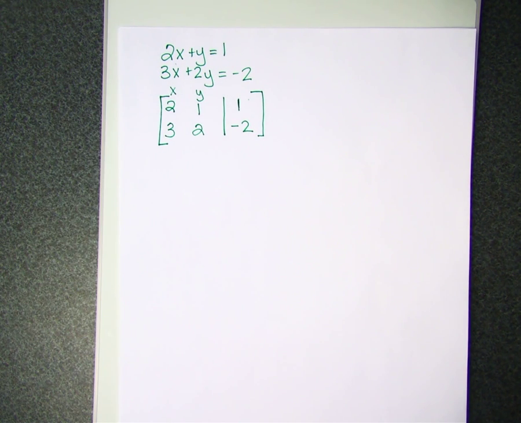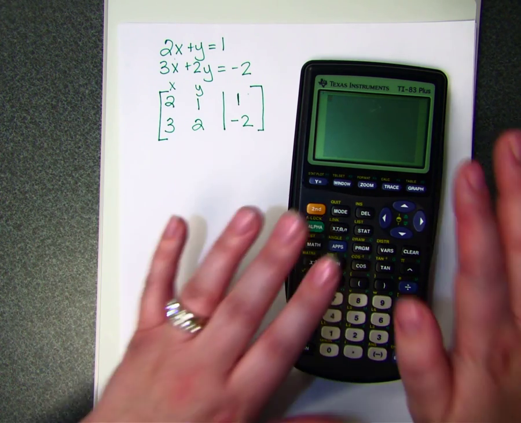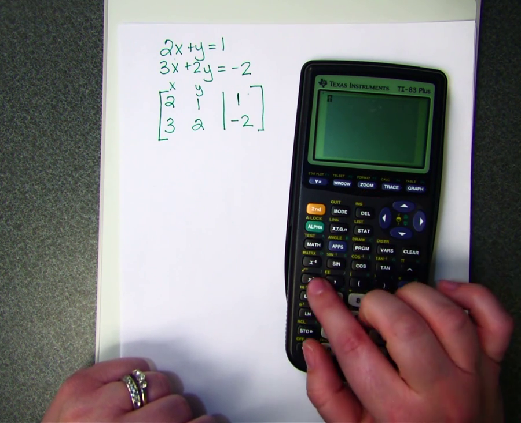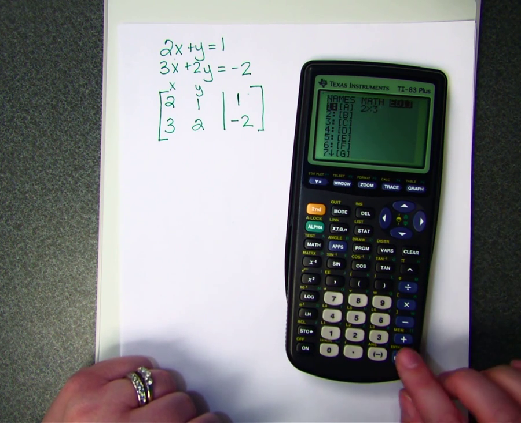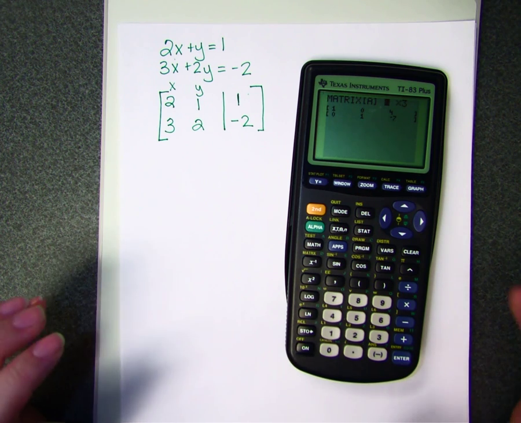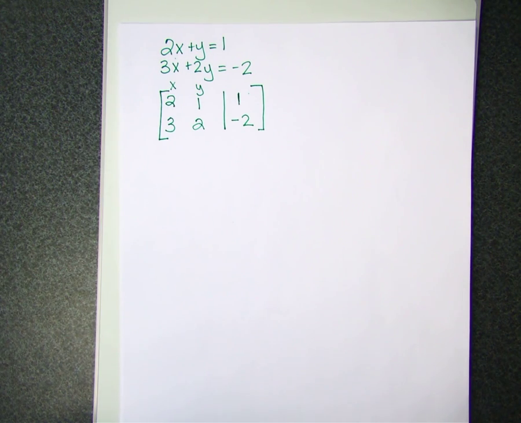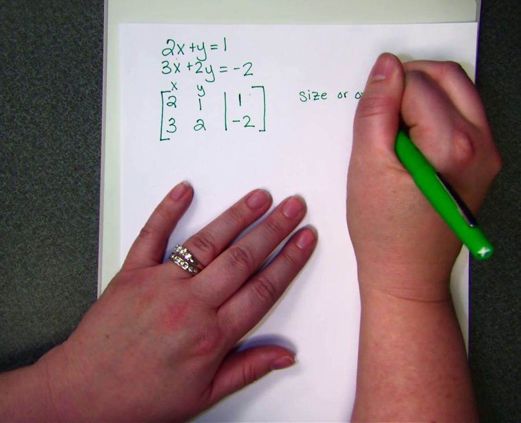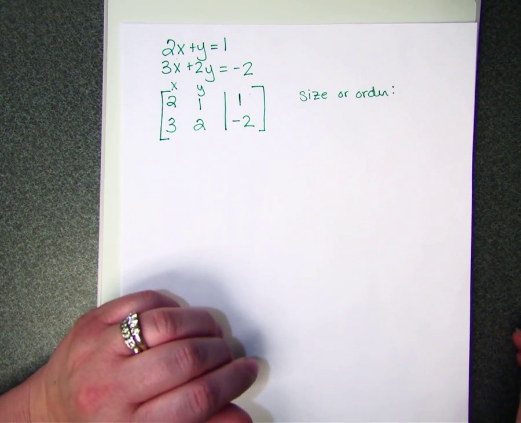Now we're going to be using our calculators today, and hopefully you have those programs that I put into your calculator. So we're going to start by simply putting the initial matrix into our calculator. In your calculator, use the yellow second button and this x-1 button that has the matrix above it, and go over to edit. The first thing that we're going to have to do is tell our calculator what the size or the order of our matrix is. The size or order of the matrix is just a list of rows and columns that our matrix possesses.